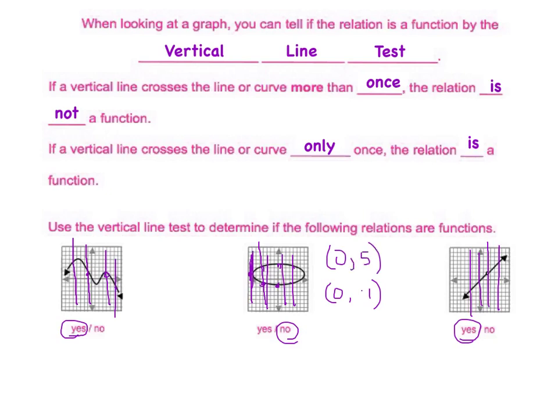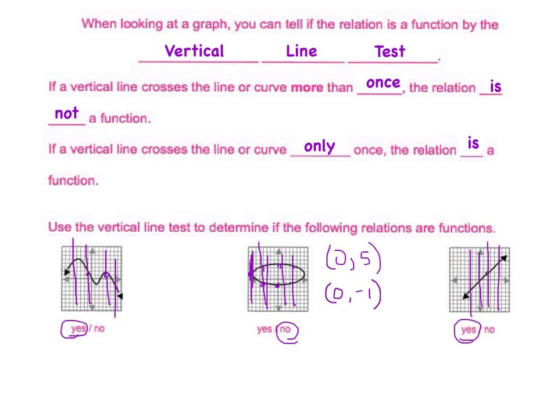But now watch. Do you see how I have this one x element of 0, and it is paired with two different y elements? That's why this is not a function. If you look at the first graph and the third graph, for every x value that you have, you will have a different y value. So that's how those two relate.